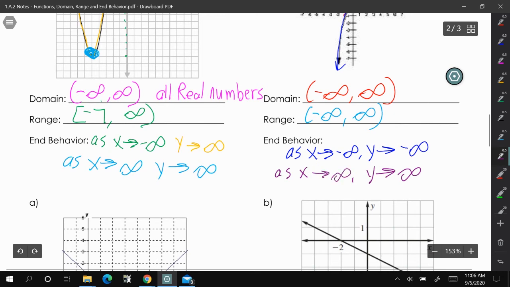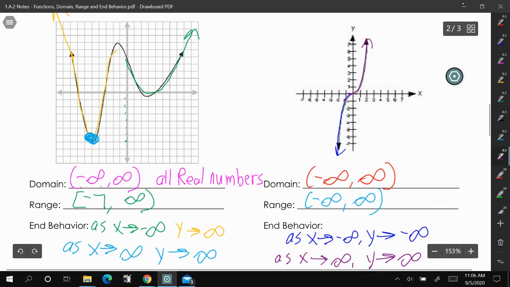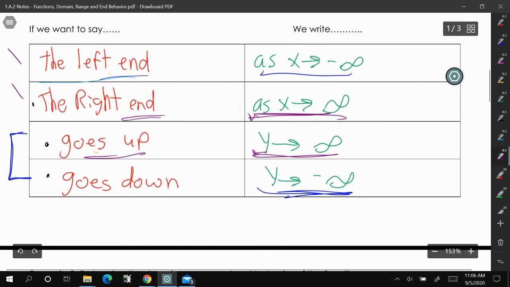So the intimidating thing about this is all the math notation. Once you get that down, you will be fine. So like I said, just think about it as what's the left side doing? What's the right side doing? Know what it's doing in words, and then use this to figure out what you would write.